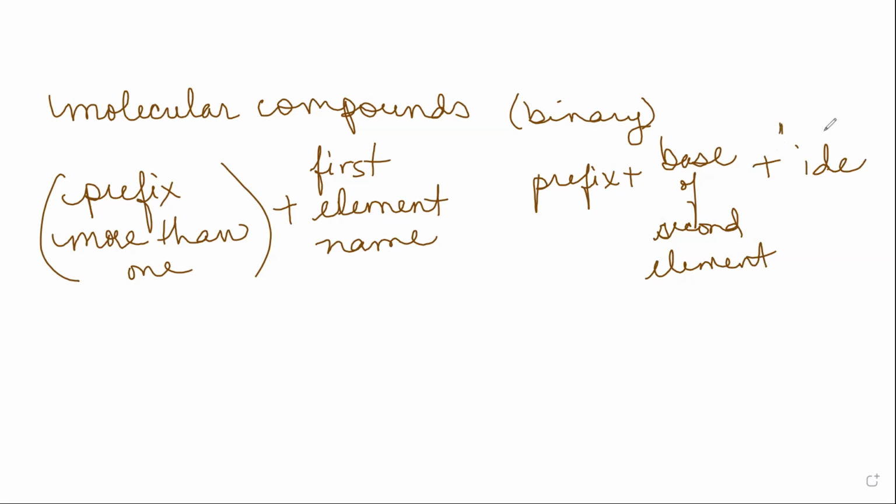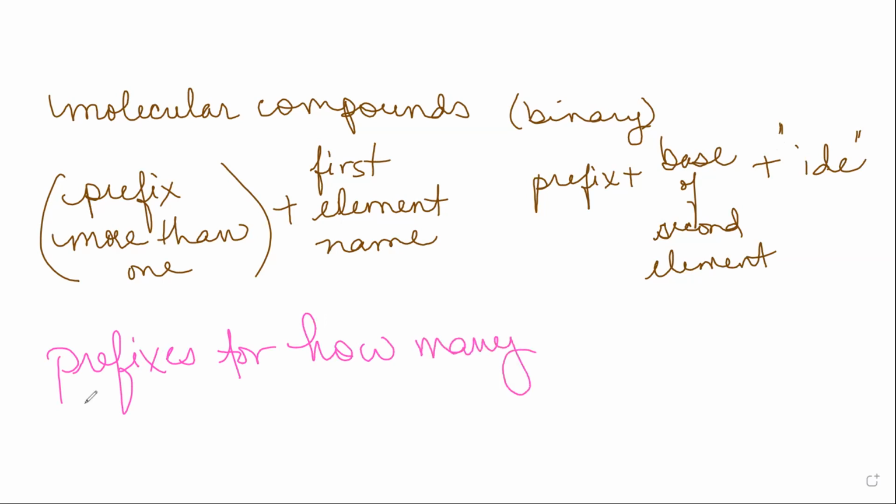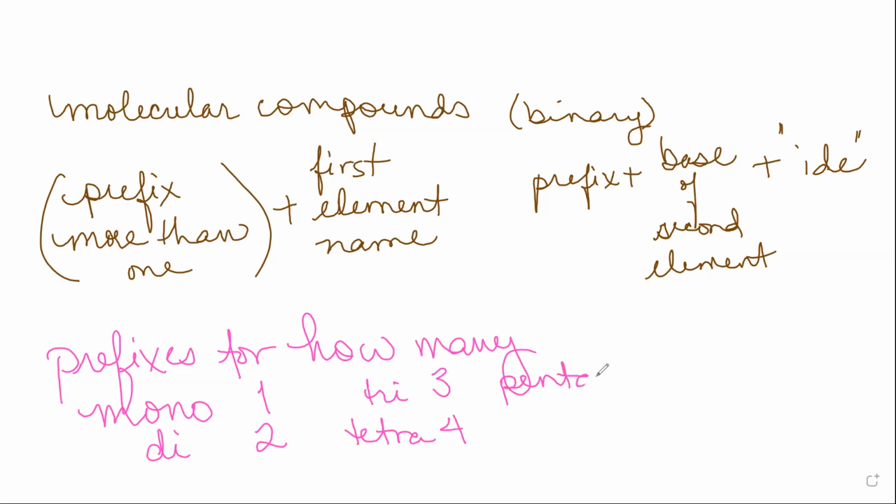Okay, so what are these prefixes? So the prefixes are to represent your numbers. How many? So what are they? Mono is for 1. Okay. Di is for 2. Tri is for 3. Tetra is for 4. Penta is for 5. Hexa for 6.